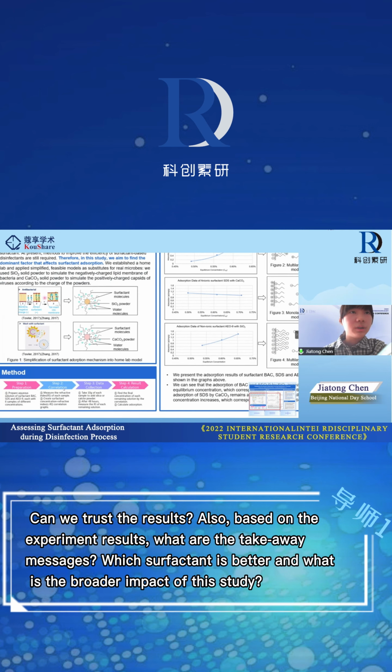Now I would like to introduce the method I used to complete the experiment. In the preliminary stage of the experiment, I bought surfactants and the solid powder mentioned above. The surfactants I used are benzalkonium chloride, which is a cationic surfactant, sodium undecyl sulfate, which is an anionic surfactant, and primary alcohol ethoxylates, which is a non-ionic surfactant. All three surfactants are soluble in water.